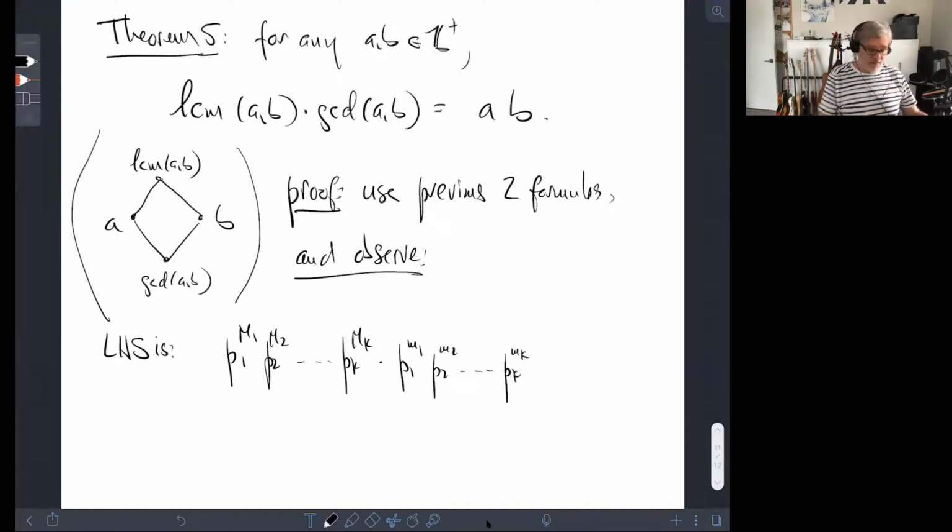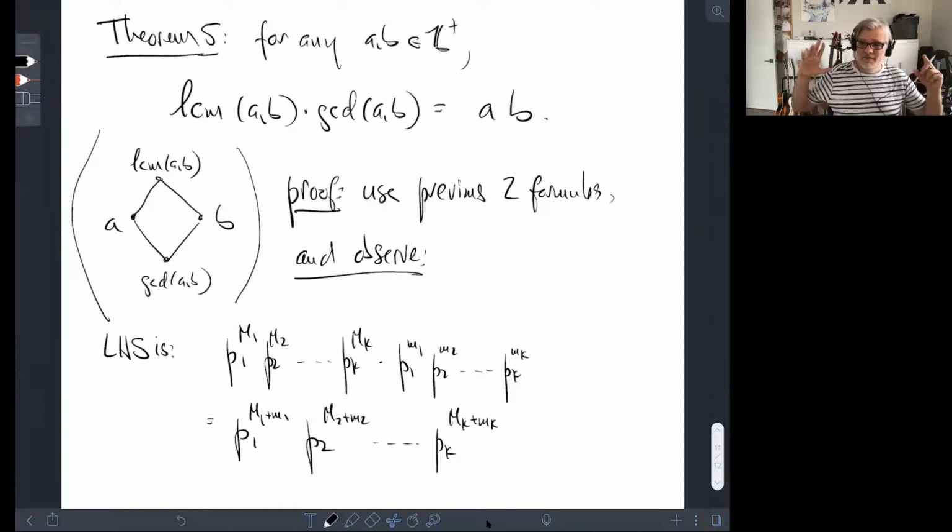This is just the left-hand side, but when I multiply this, what do I get? Of course, I can put those primes together in the obvious way. So this is P1 to the big M1 plus little m1, P2 to the big M2 plus little m2, and so on right up to PK to the big MK plus little mk.